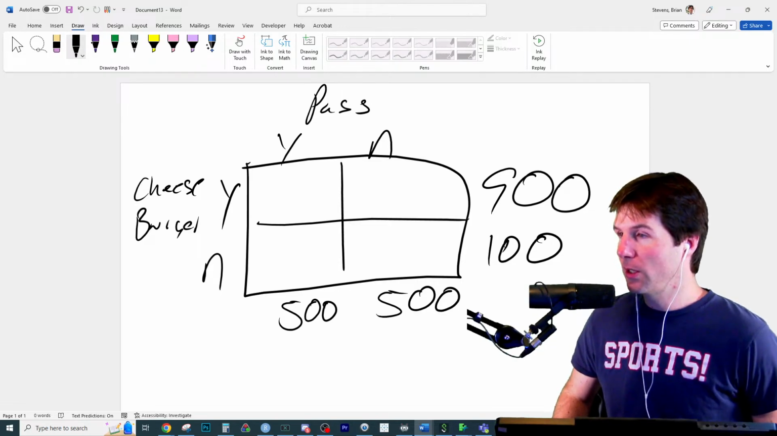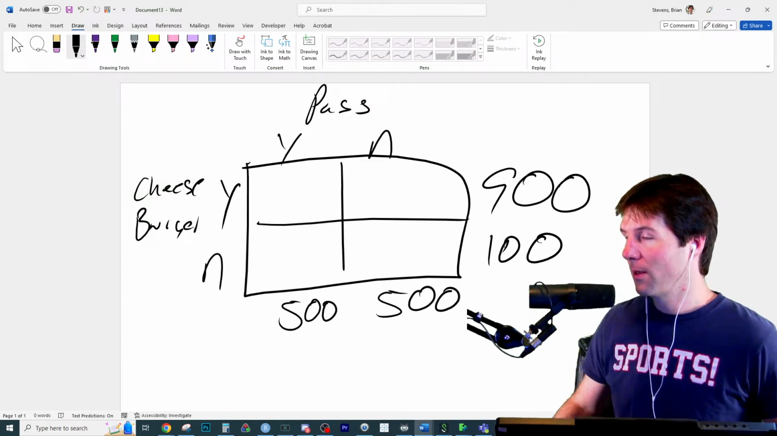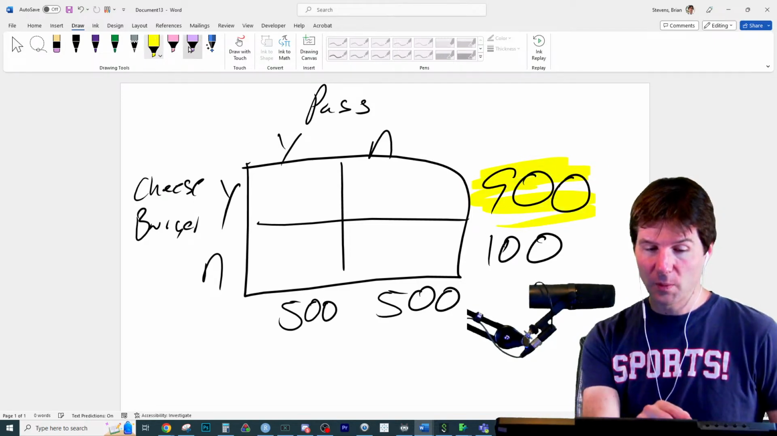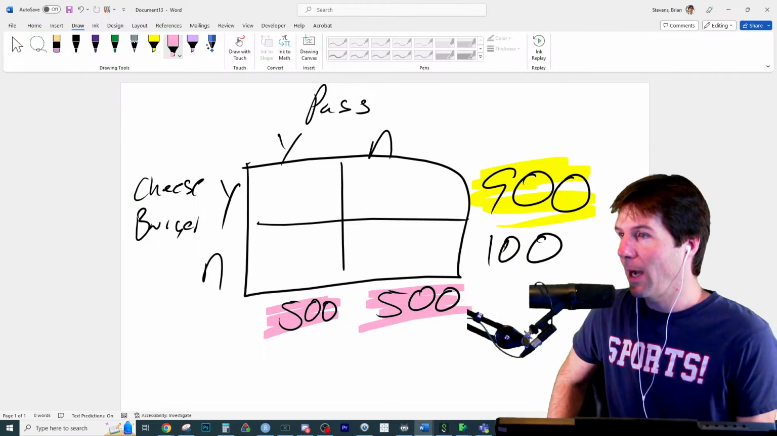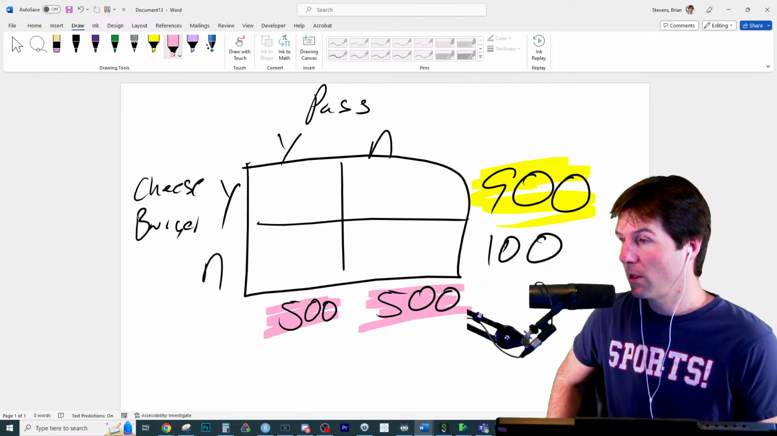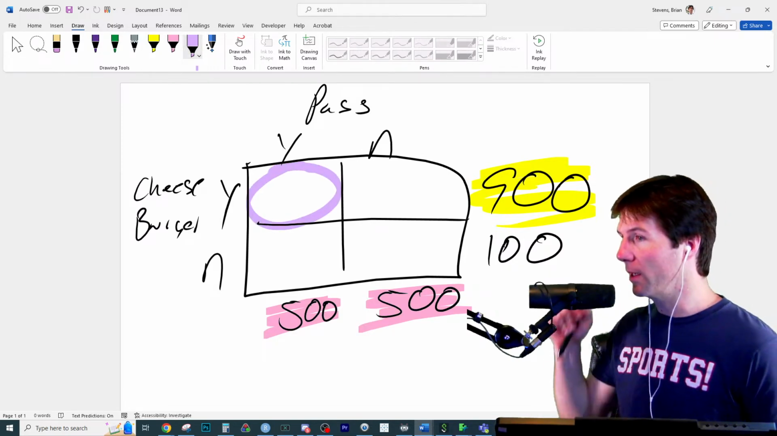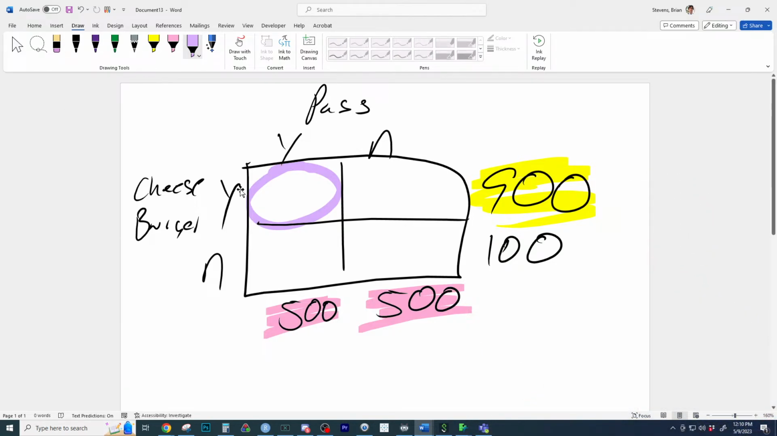So of the 900 students who ate a cheeseburger, how many of them would you expect to pass the test? If half the students passed and half the students failed, how many of the 900 would you expect? Not saying how many did, but how many would you expect to pass the test? So we're asking about the value in here, like for the E, for the expected.